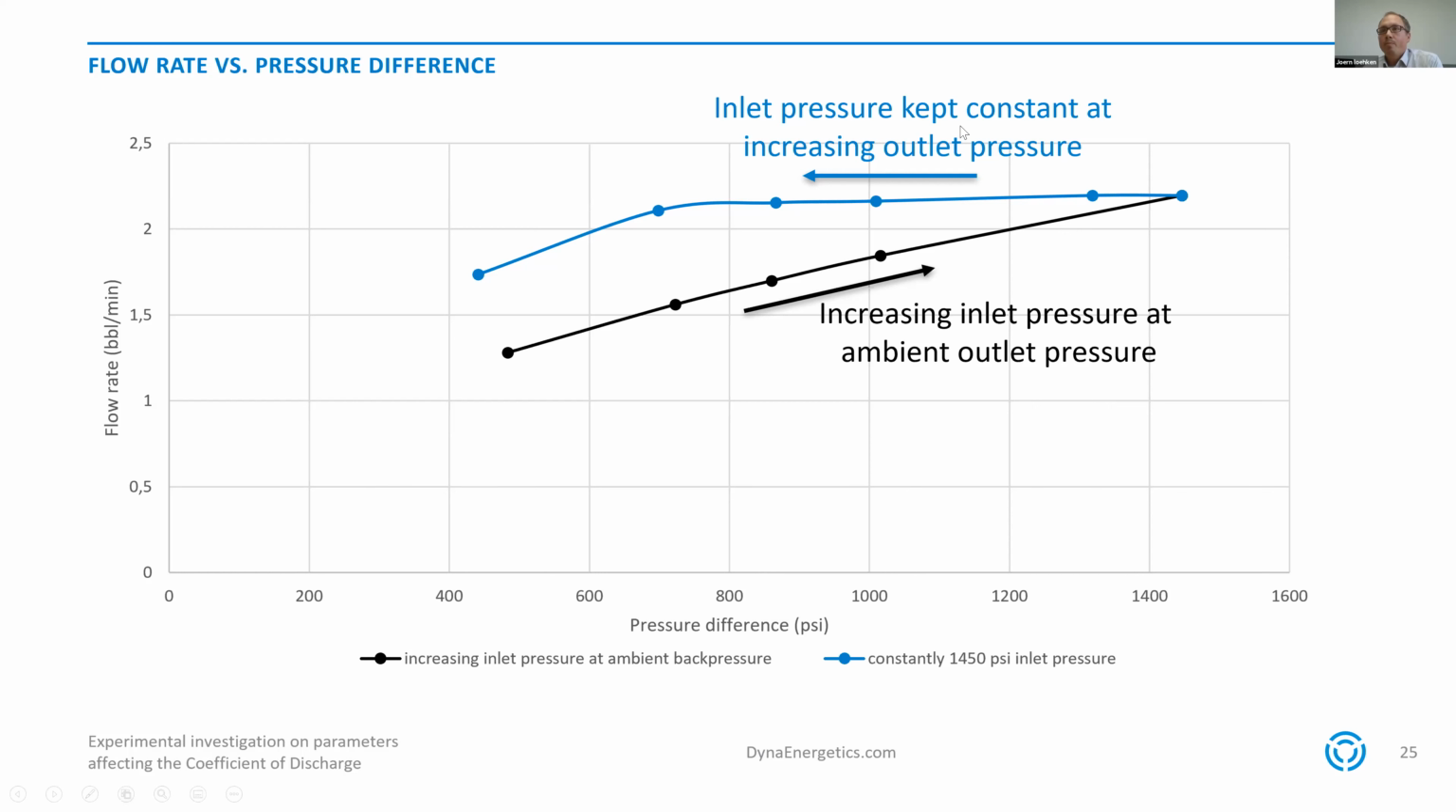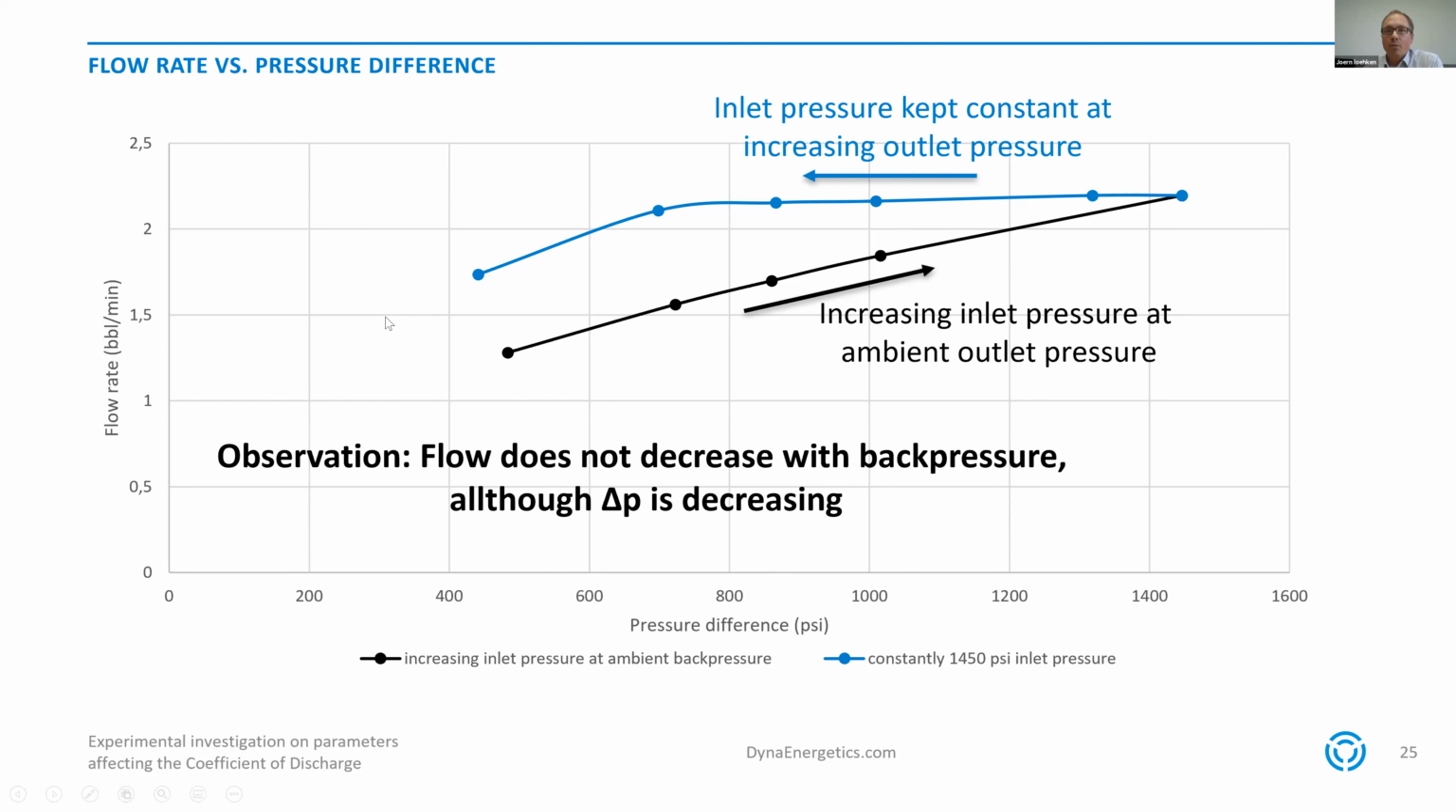Surprisingly, although the pressure difference was now going down, the flow rate was still at a very high level, and only at a pressure difference of 600 PSI was the flow also decreasing. And this was really surprising for us because this is not in line with the equation for the pressure drop.